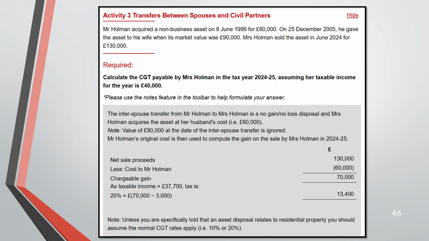Now, what happens? Remember, because this transfer is among the spouses, that means no gain, no loss. So the cost to the husband will be 60,000. The market value of 90,000 can be ignored in this case.